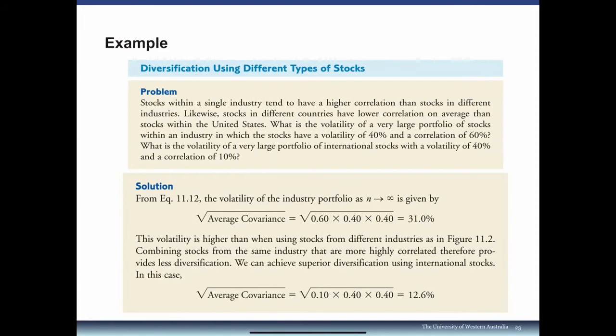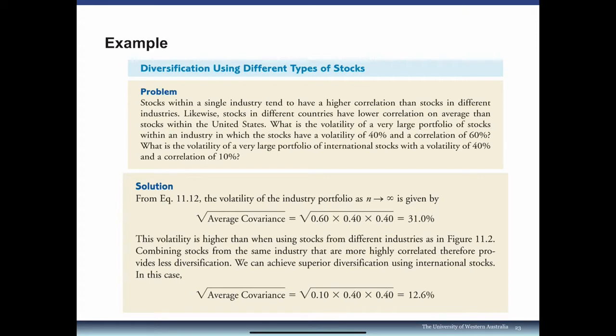Here is an example of diversification using different types of stocks. Stocks within a single industry tend to have a higher correlation than stocks in different industries. Likewise, stocks in different countries have lower correlation on average than stocks within the United States. For example, if you invest in two stocks, one in the UK and one in China, the correlation between them will be a lot smaller than if you pick any two stocks in the UK or any two stocks in China.